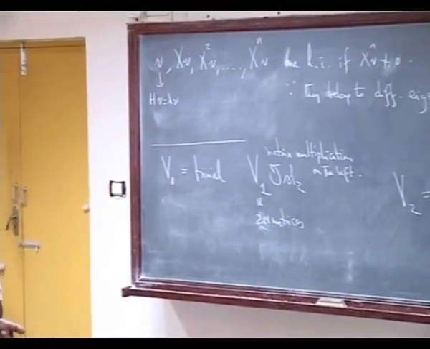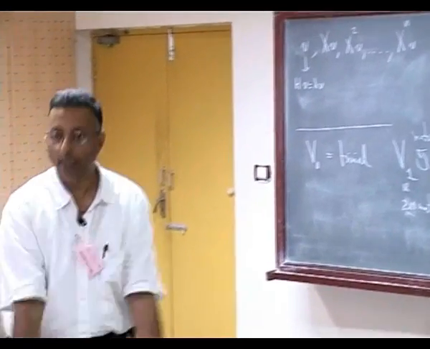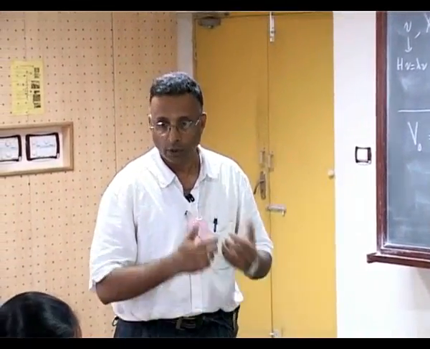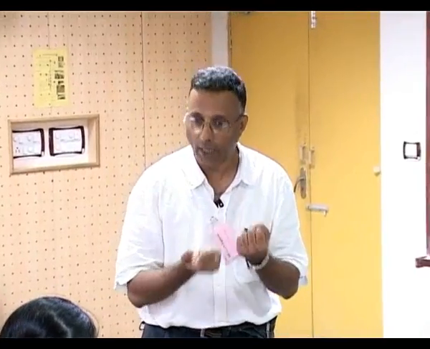I mean, H is diagonalizable. That is, V is generated by a set of eigenvectors. V has a set of eigenvectors for H.